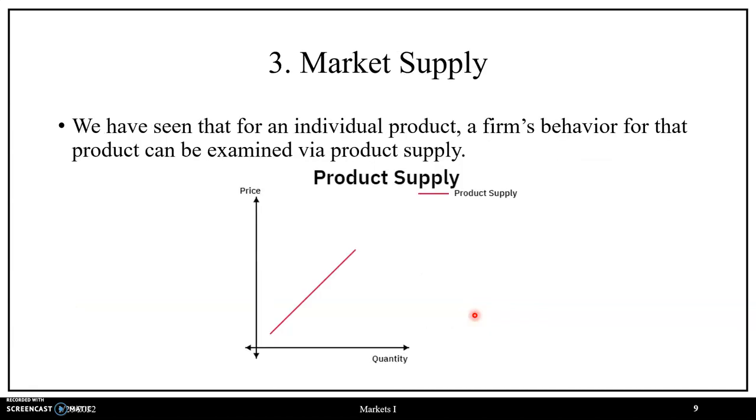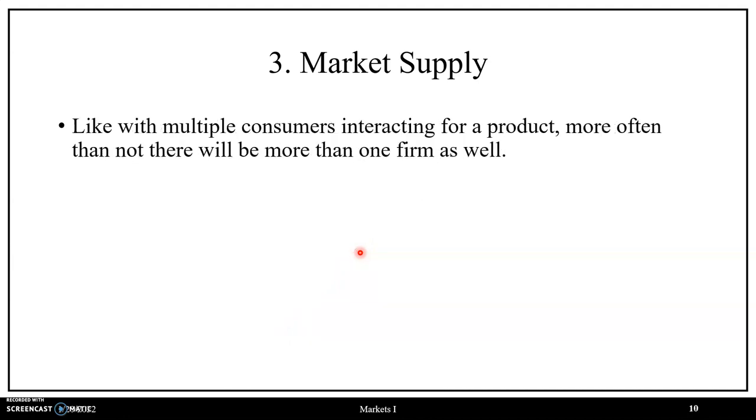So, with market demand considered, let us now turn our attention to market supply, where the intuition will follow closely to what we just did. So, we have seen that for an individual product, a firm's behavior for that product can be examined via product supply, where price is going to be on the vertical axis, quantity is going to be on the horizontal axis. We have an upward sloping curve due to the positive relationship between price and quantity supplied, as stated via the law of supply. And like with multiple consumers interacting for a product, more often than not, there will be more than one firm in the space as well.